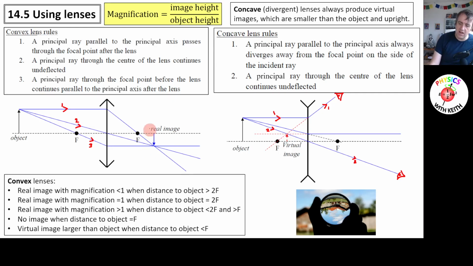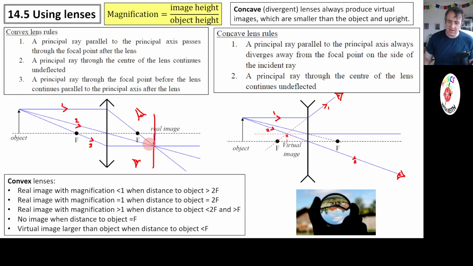You can project a real image on a screen. If I were to place a screen here and then look at it from over here, then I would see the image on that screen. If it's a matte screen, so I get a diffuse reflection, I would see the image. That's how projector screens work.